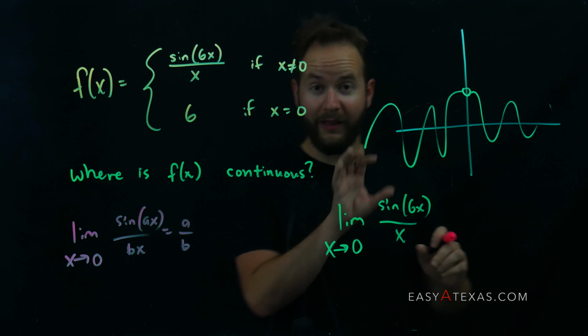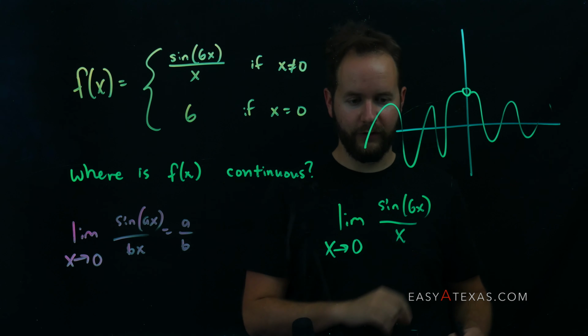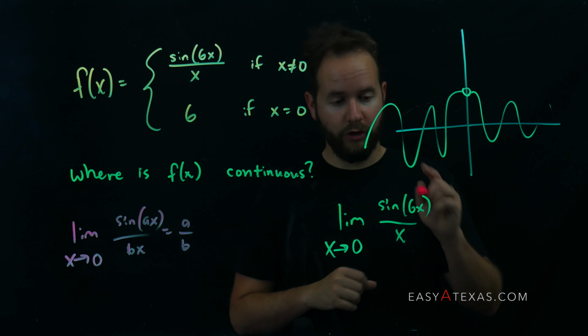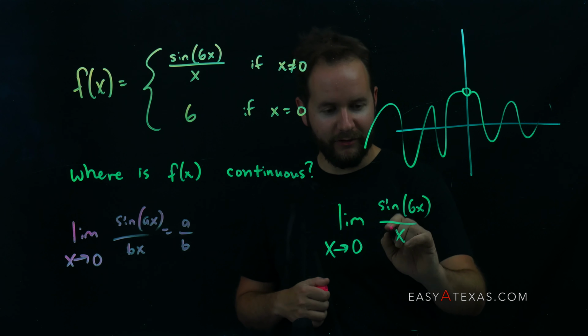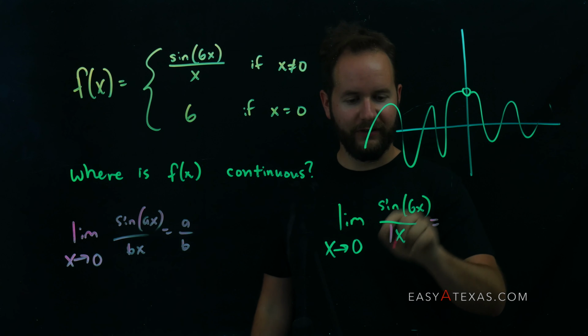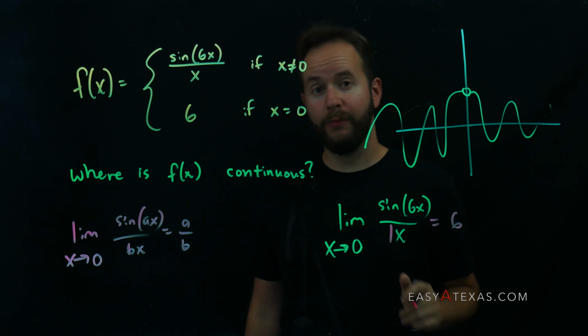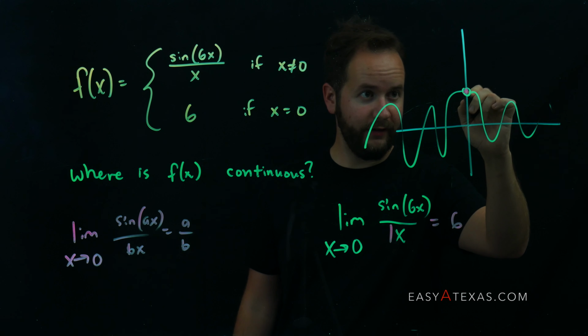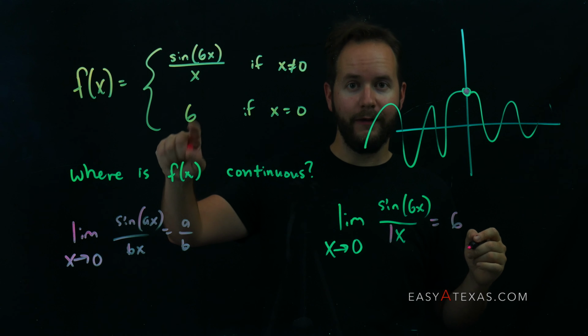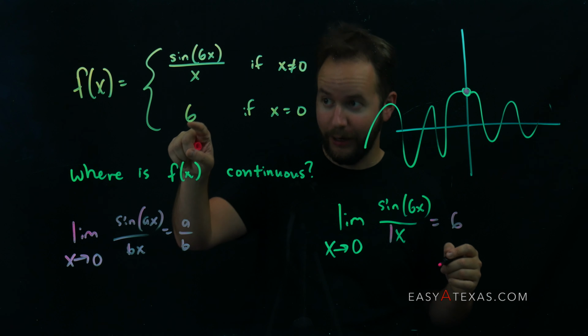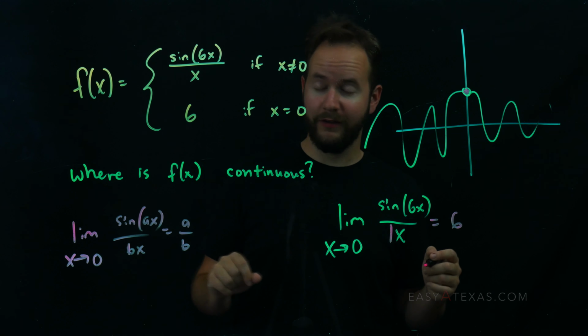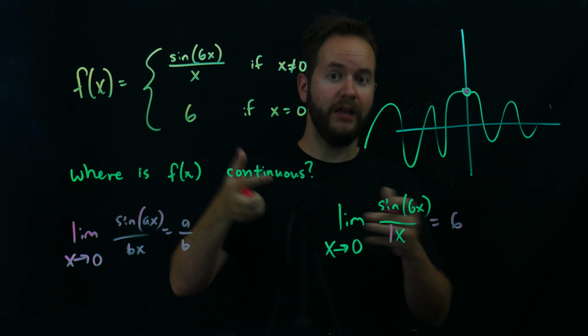Now, it turns out we have that same exact form over here, sine of 6x over x, with the limit as x approaches 0. Note that a is 6, b is 1, even though you don't see it, and so we have 6 divided by 1, which is 6. So the corresponding y value of that hole is 6, and hey, that gets plugged in by this value here. If this had been some other value, then it would not have been continuous at 0, but because this value is 6, it's continuous everywhere.